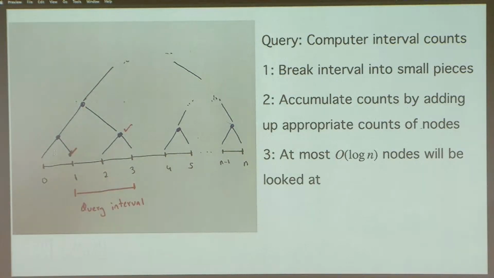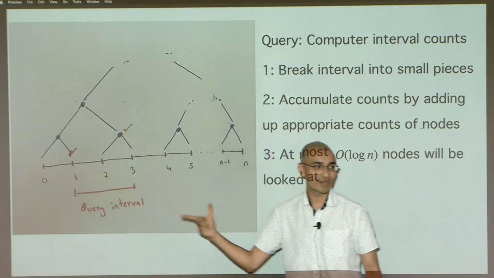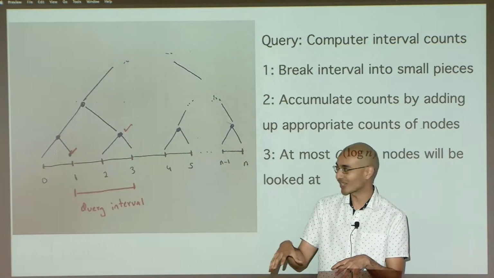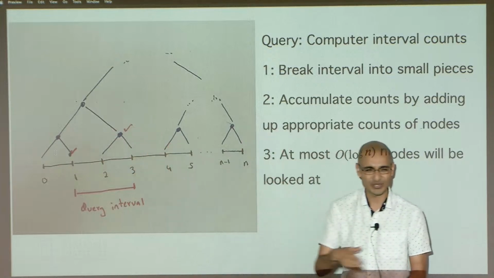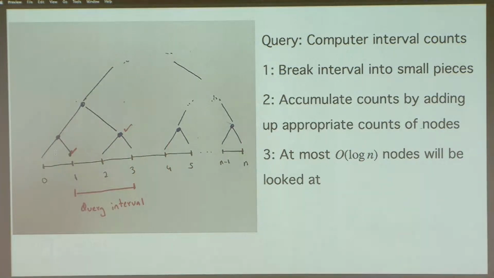And now how do I perform an interval query? Well, for any interval, it's always possible to break it up into logarithmically many smaller chunks, and just look up the counts in that many nodes. You just write it in a binary representation, and the binary stuff works out.